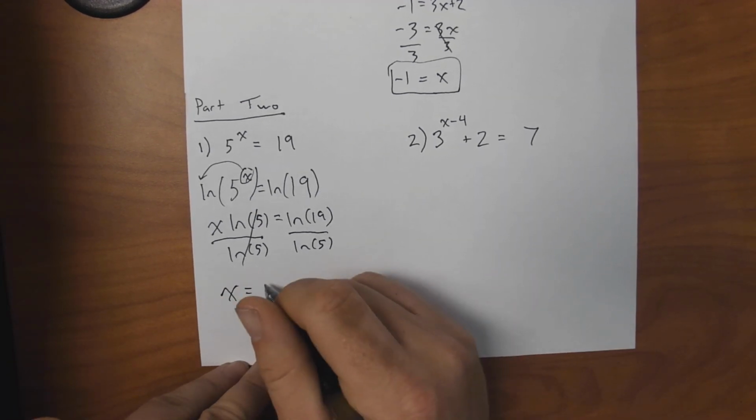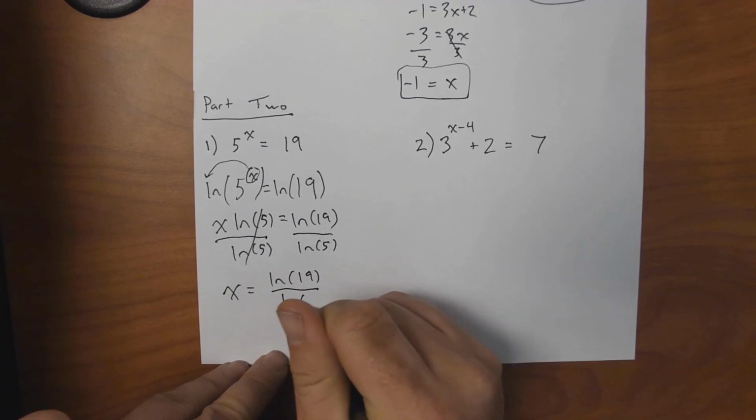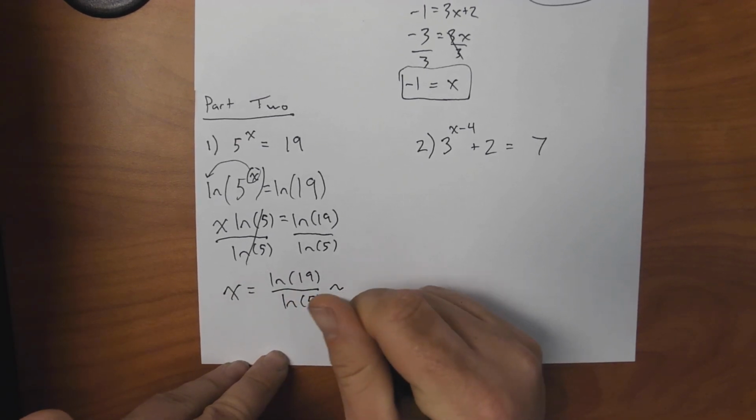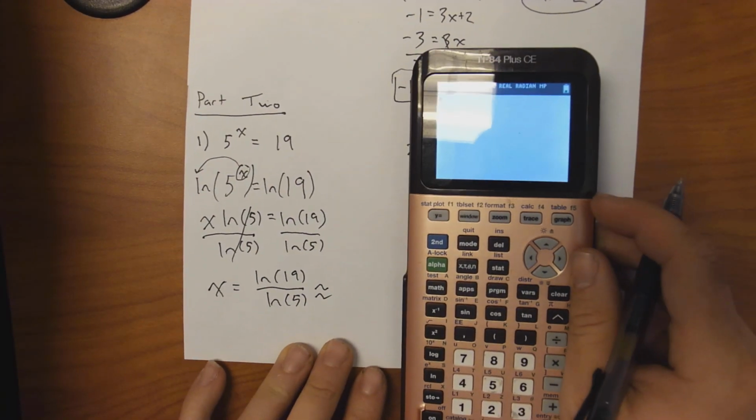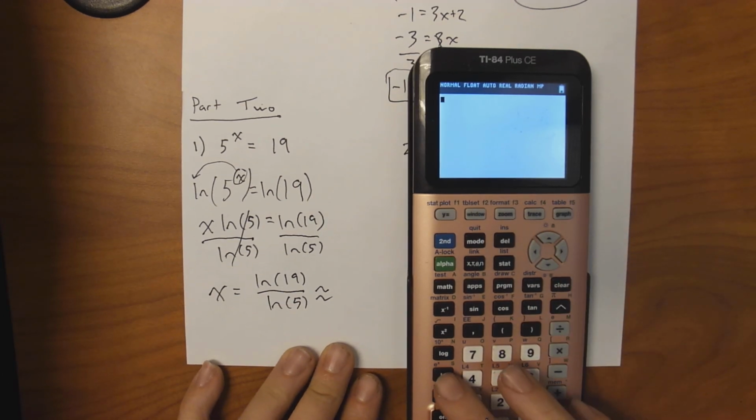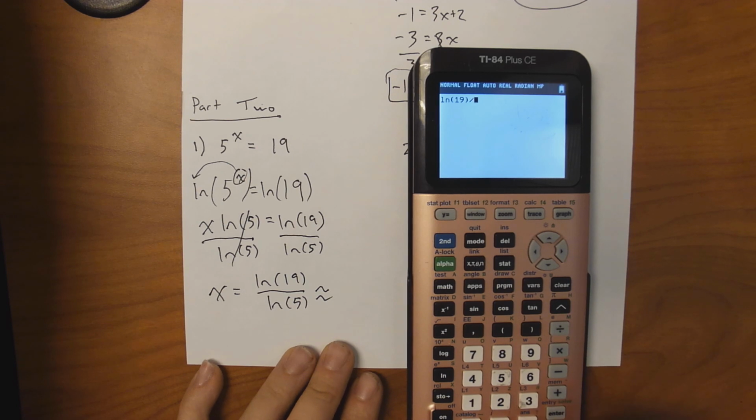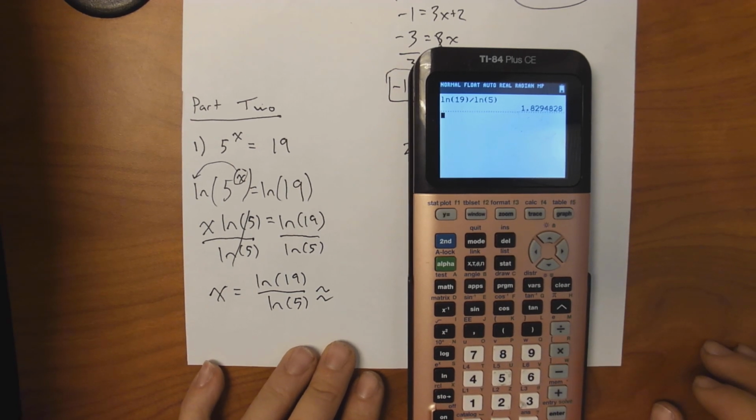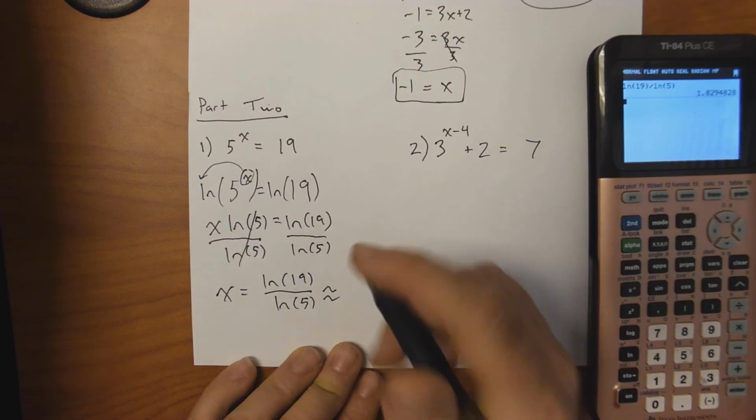So x equals natural log of 19 over natural log of 5. And if you want, you can write that as a decimal. I could take my calculator and hit natural log of 19 divided by natural log of 5, and that's the number. If I take it to 2 decimal places, that's roughly 1.83.